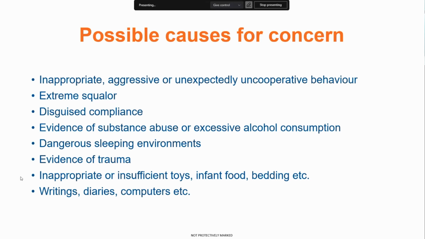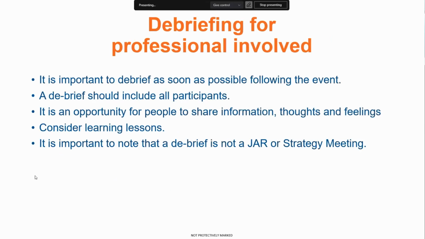If we do a home visit and find extreme squalor or evidence of disguised compliance, that is to say parents say that they've been doing things which they haven't been, or if there's evidence of substance abuse or excessive alcohol consumption, dangerous sleeping environments, clearly evidence of trauma, or evidence of neglect such as inappropriate or insufficient toys, infant food, bedding, etc. in the house, then those are the sort of things that we're looking at in the home visit. In an older child who we fear may have taken their life, then we're looking maybe for writings or diaries, and police may take their computers or phones to look for further evidence there.